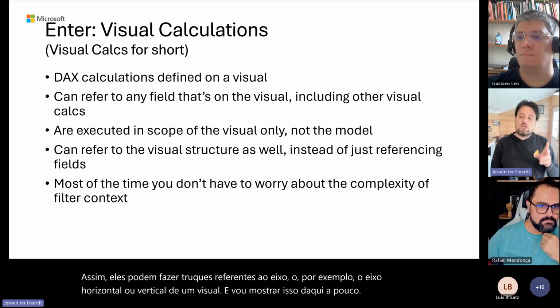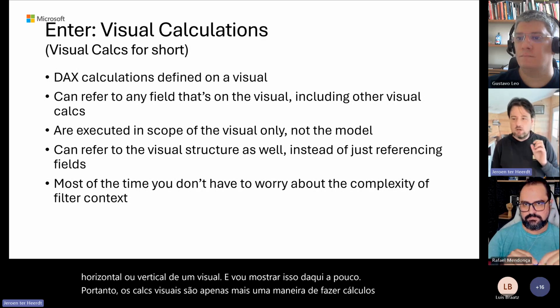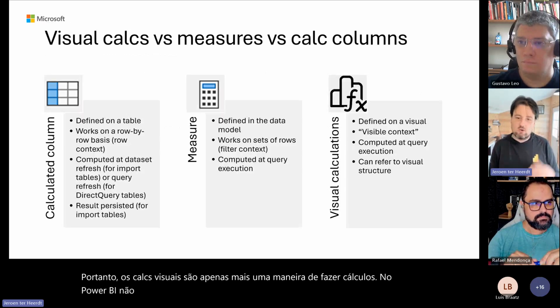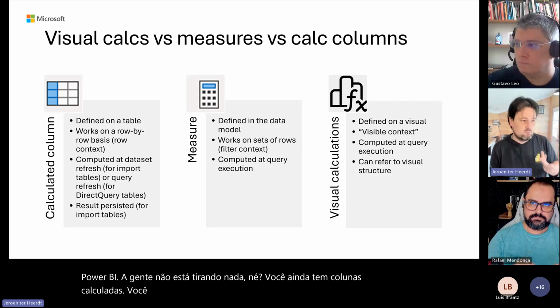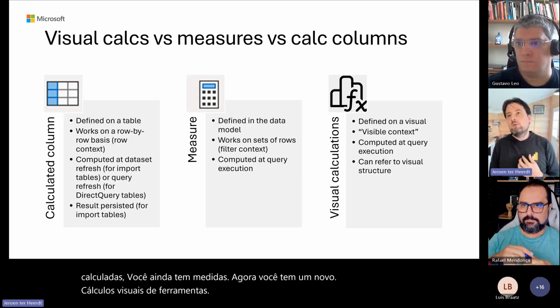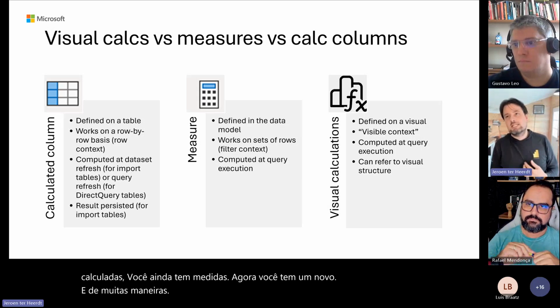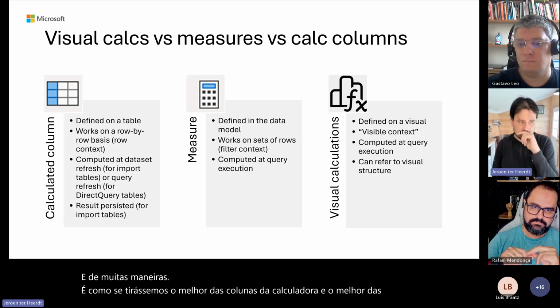So visual calcs are just another way of doing calculations in Power BI. We're not taking anything away, right? You still have calculated columns. You still have measures. You now have a new tool, visual calculations. And in many ways, it is as if we took the best from calculated columns and the best from measures, and we rolled that into visual calcs.